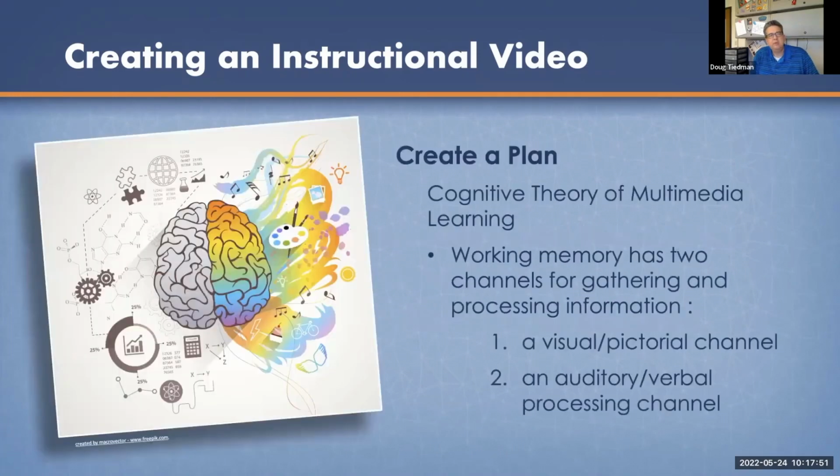All right, so now that we've decided on the type of video we want to create, we want to create a plan for that video to make it run as smoothly as possible. When planning out the video, the cognitive theory of multimedia learning can be useful. That theory states that working memory has two channels for gathering and processing information: visual and auditory. And the amount of memory storage for each of the channels is limited.